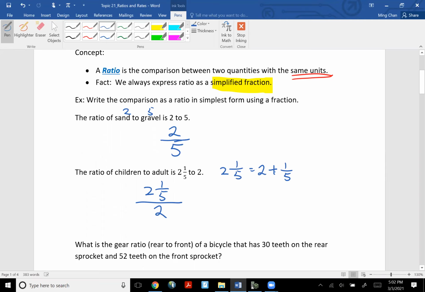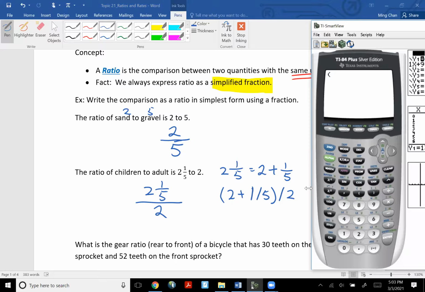Because of this plus sign, when we key it in the calculator, it will see two different terms. So what we want to do is put these two terms within parentheses. We will type in parenthesis 2 plus 1 divided by 5, close parenthesis. The calculator will do the operation inside the parentheses first, then divide by 2. I have a graphing calculator here, but we key it in the same way: 2 plus 1 divided by 5, close parenthesis, divided by 2.